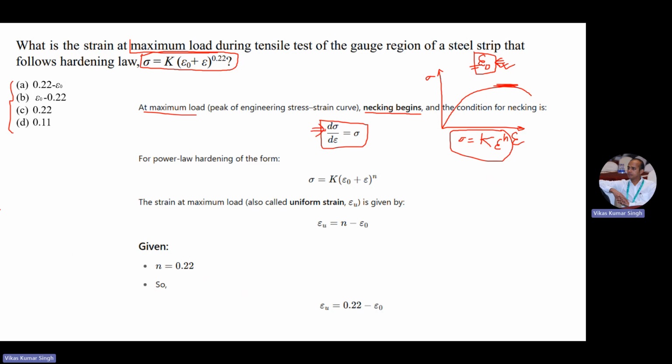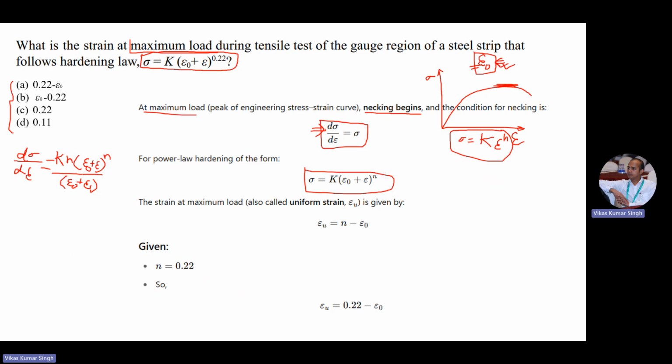So see, suppose we have this formula. And you can just take d sigma by d epsilon. So what will come? This will come K into n into (epsilon naught plus epsilon) to the power n minus 1. So n minus 1, I am just writing epsilon naught plus epsilon here. So here n, and this denominator will be the term. If this is going up, this will be minus 1. So this will be the differentiation.